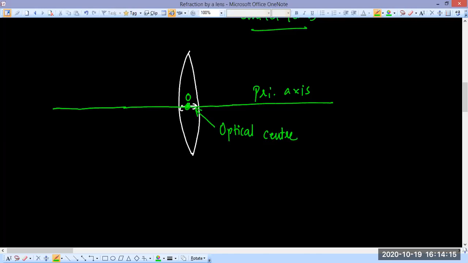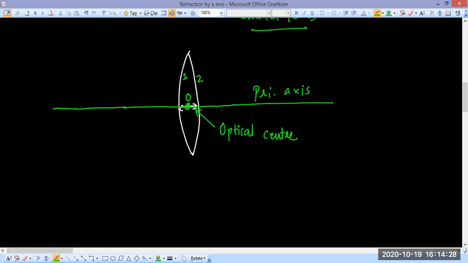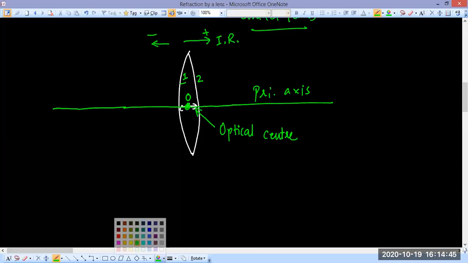Okay, O stands for optical center. Now, I would typically call this surface the first surface and this surface the second surface, if incident light is coming in from the right side, or in this direction. So suppose incident light is coming like this, then this is the first surface. Clear? Why so?